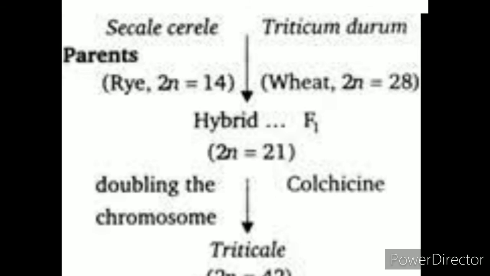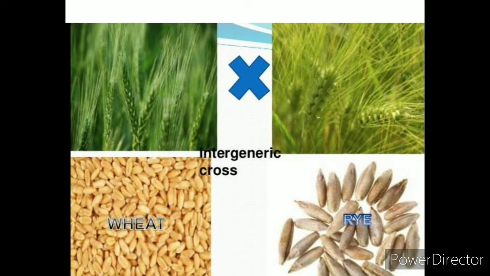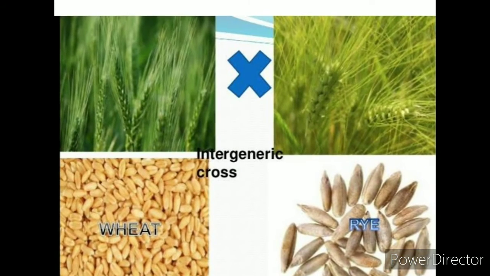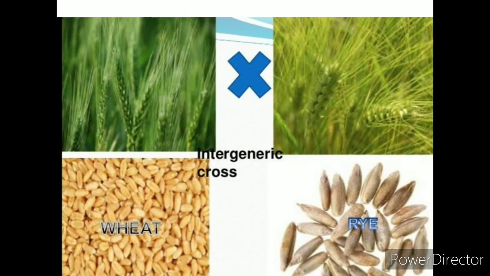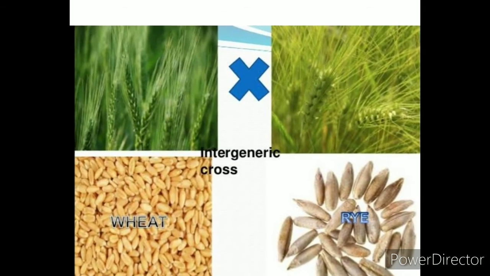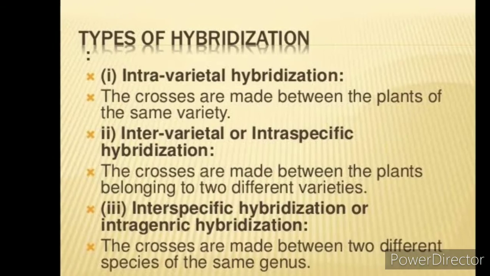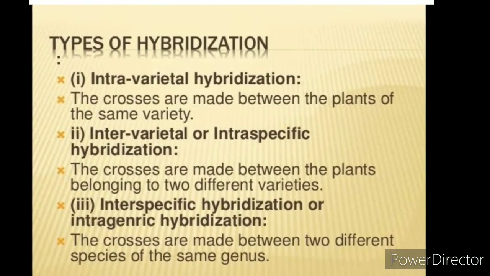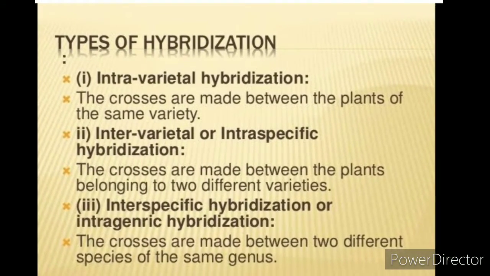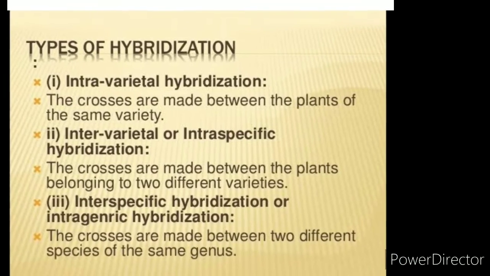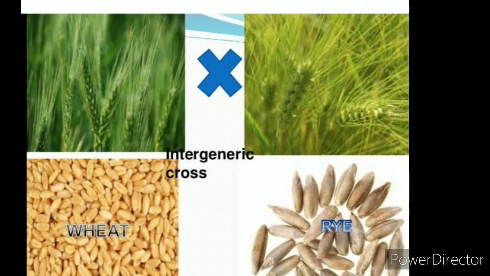Here the cross between Triticum durum and Secale cereale. The new variety is triticale. Here both parents Triticum and Secale are different genera. This kind of hybridization is called intergeneric hybridization. So, what are the four types of hybridization? Intravarietal hybridization, intervarietal hybridization, interspecific and intergeneric hybridization.